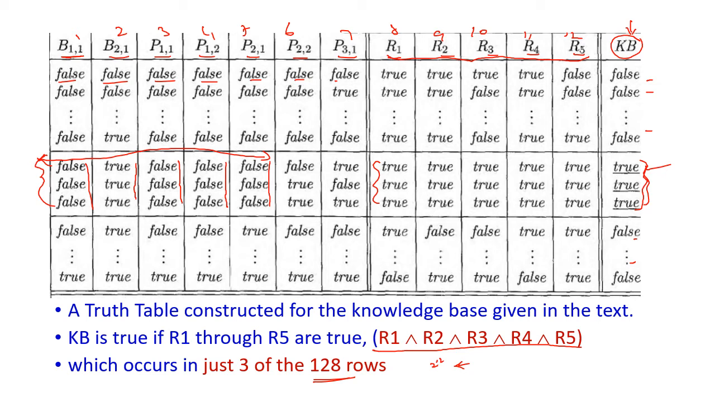Okay, do you understand now? And only these two things will change. So this knowledge base value is highly dependent on these 5 variables. So among 128 rows, just 3 will be true in our knowledge base.